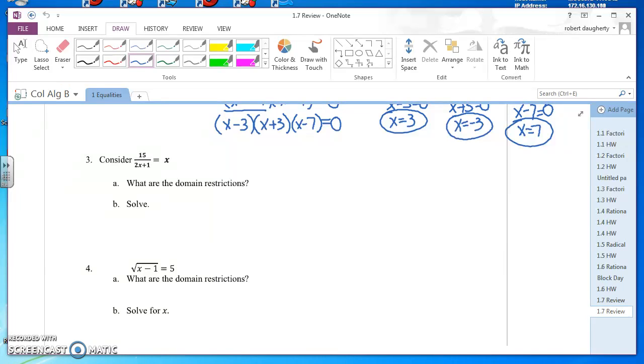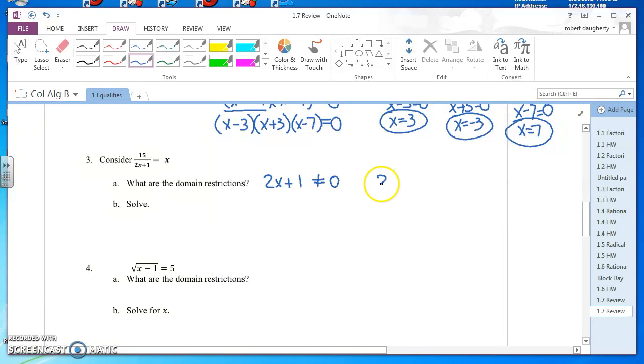So continuing, problem number 3 is a rational equation. I can tell by the fraction. So rational, my big thing about domain restrictions is I cannot divide by 0. So I look at the denominator. The denominator is 2x plus 1. My restriction is that that cannot be equal to 0.